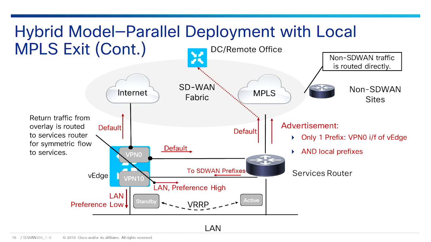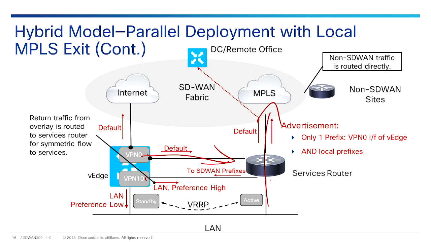So for this scenario, the services router announces the local prefixes into the MPLS cloud, in addition to those directly connected VPN 0 interface on the vEdge. So we're also advertising this default route from here. In this case, it is probably more practical to default to the MPLS cloud and on the link to the vEdge to explicitly route to all service-side SD-WAN prefixes.